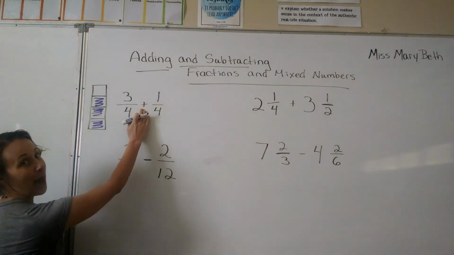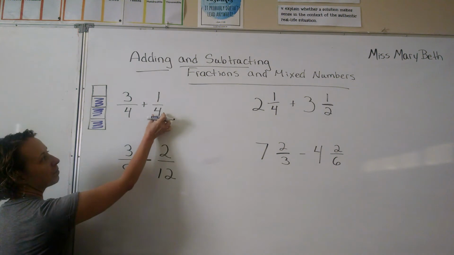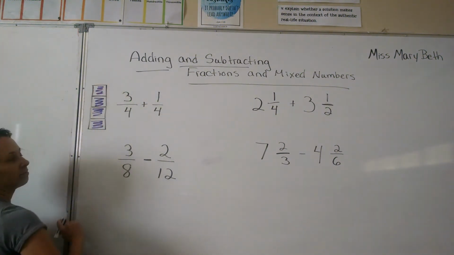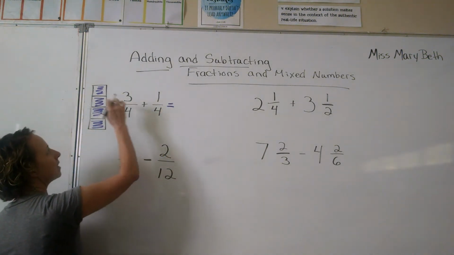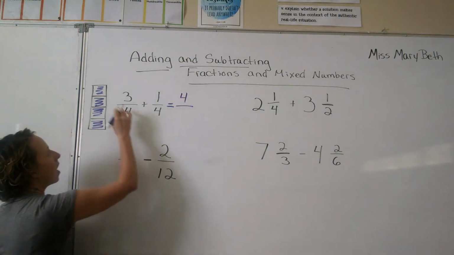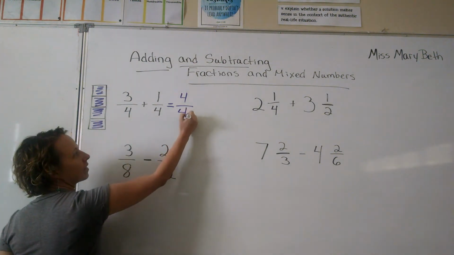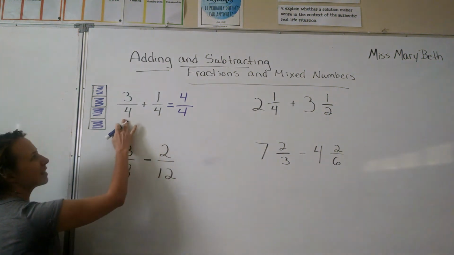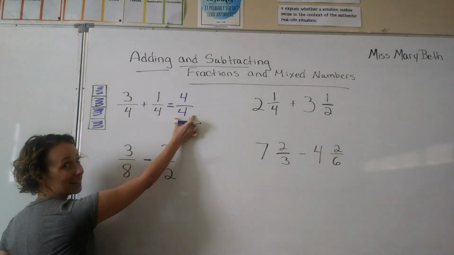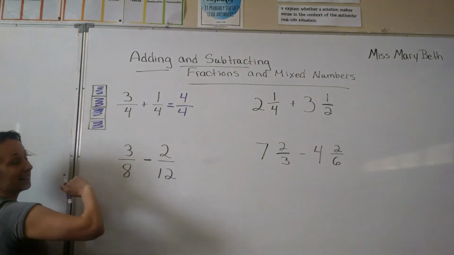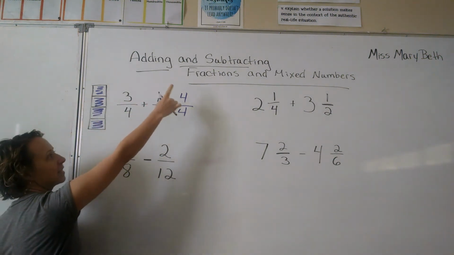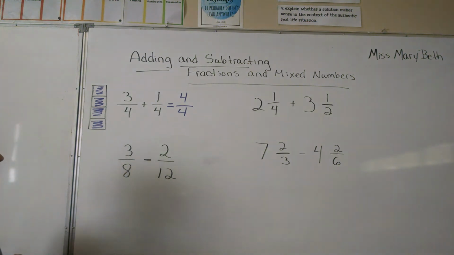Now, I'm adding to that one more of those 1/4 pieces. Here's one more 1/4 piece. All told, that means I have 1, 2, 3, 4 of those 1/4 pieces. It's still cut into 4 pieces. Notice that my denominator doesn't change. It's cut into fourths. In the end, it's still cut into fourths. I didn't recut it. All I did was I started with 3 pieces. I added one more piece, so altogether I have 4 pieces.